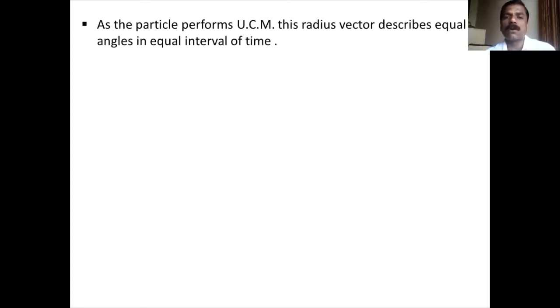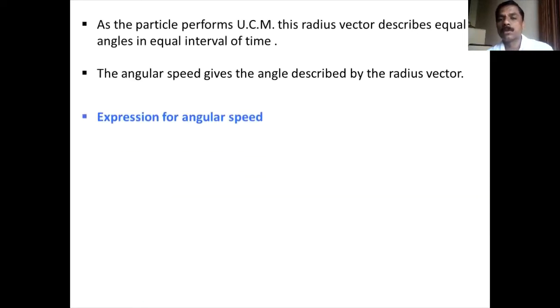In the case of UCM, the radius vector describes equal angles in equal intervals of time. As we draw the radius or position vector, you will find a central angle for the given time interval, and that angle will be the same for equal intervals of time. So angular speed gives the angle described by the radius vector. Angular speed is nothing but the angle described by the radius vector.